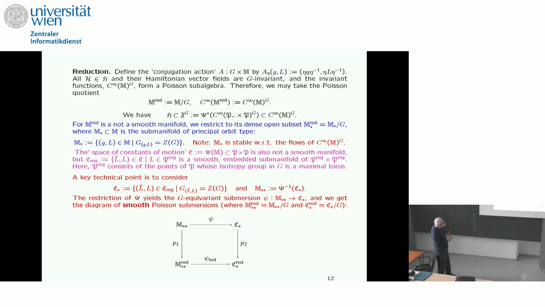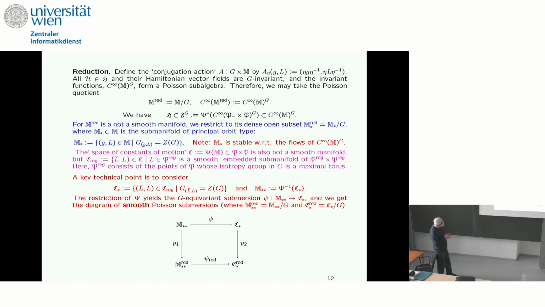So the C is the image of my constants of motion map. It's also not a smooth manifold, but I restrict to its regular part when this L is regular. So it's isotropic with the conjugation is maximal too. So in other words, morally speaking, it has different eigenvalues. And this is an embedded submanifold there.